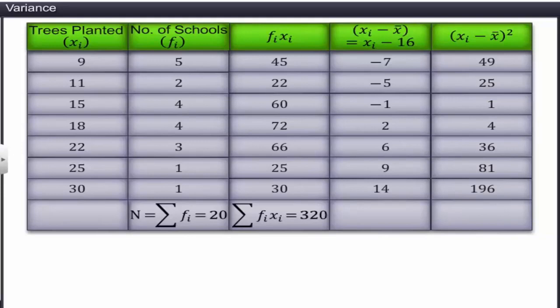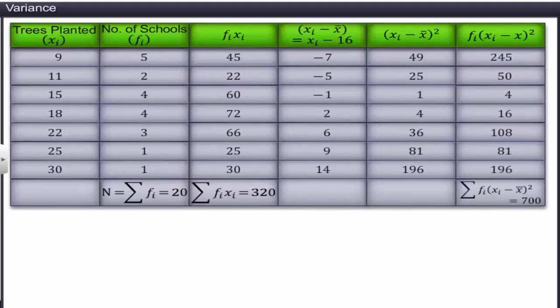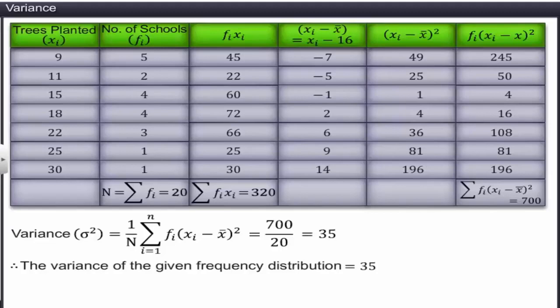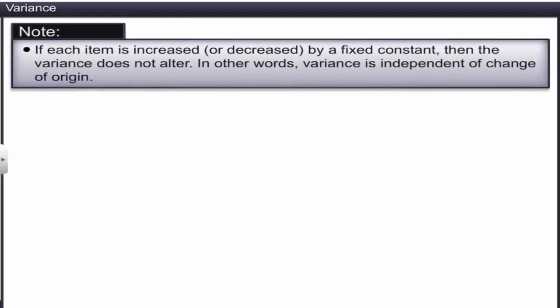The products of the squares of the deviations and their frequencies are obtained as shown here. The sum of these products is equal to 700. Therefore, the variance is 700 divided by 20, which is equal to 35. Please note that if each item is increased or decreased by a fixed constant, then the variance does not alter. In other words, variance is independent of change of origin.